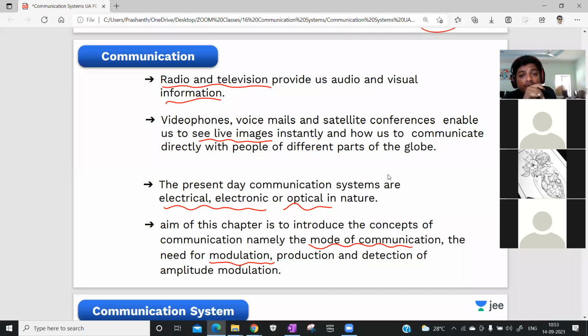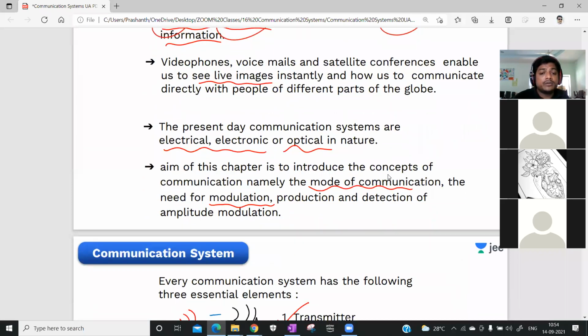The radio and television provide us information. From radio we can understand only the audio. But if you see the television, from television we can understand both audio and video. So the present day communication is mainly due to what?